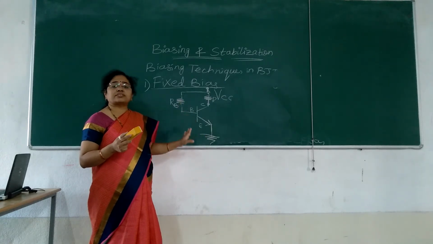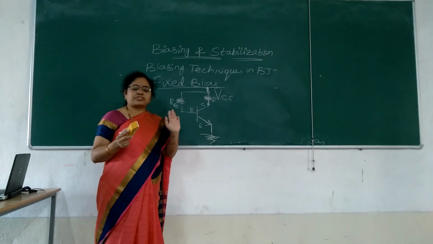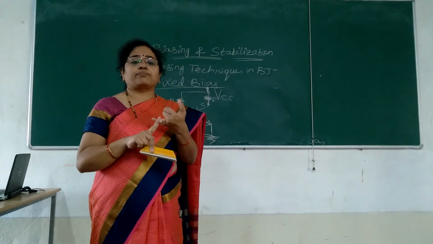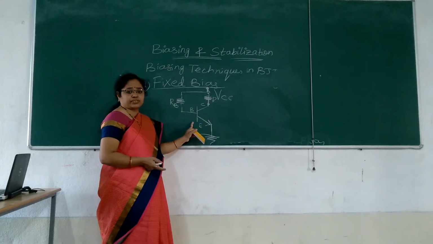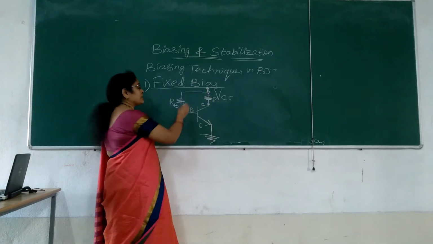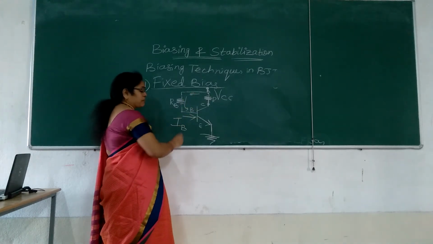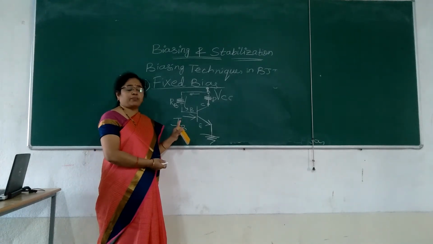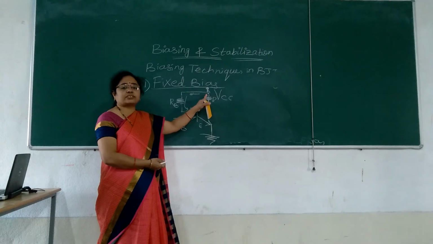How does the analysis go on? What do we need to find in any biasing circuit? Very simple, friends. We need to find all the currents and we need to find the voltage at the output side. That's all. Currents means the current which is flowing into the base. The moment the power supply is applied, current starts to flow into the base. I will call this the base current IB. Once the base current is set up, we have the collector current.